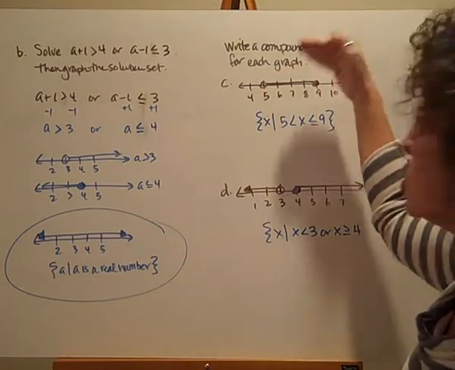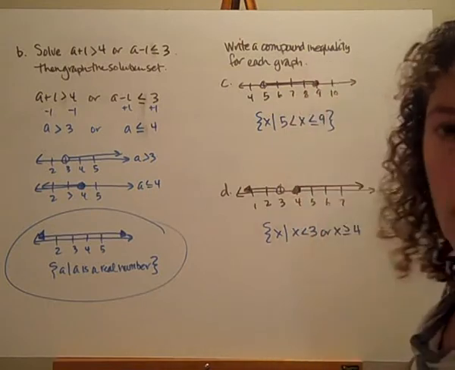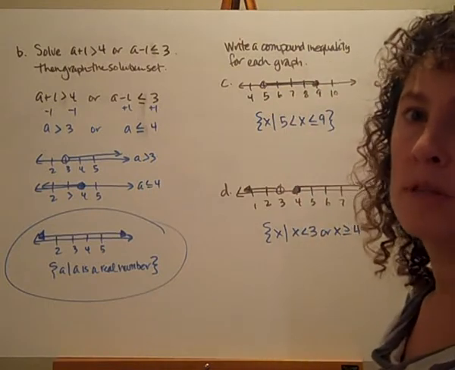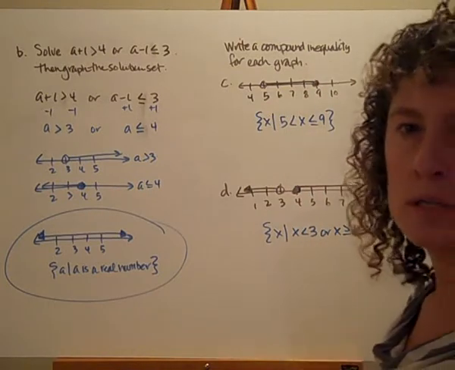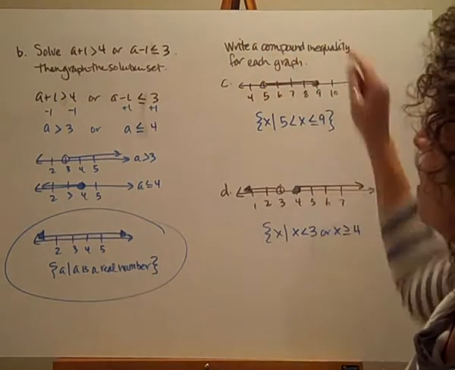Now we're going to take a look at starting from the number line and backing up and coming up with a compound inequality to represent the number line. Can you discern which ones are ands and which ones are ors? Write a compound inequality for each graph.